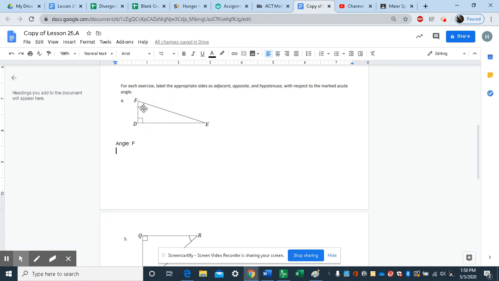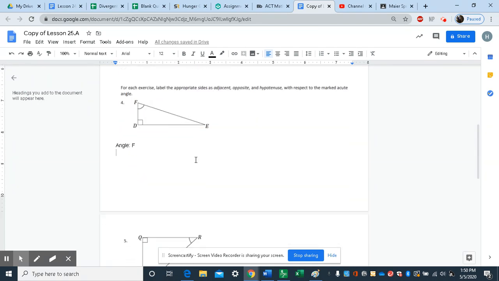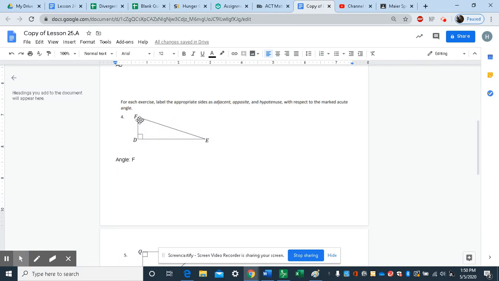Let's start with opposite, since we know how to find that one from up here. The side that's opposite angle F: we have angle F, we go across. So opposite equals DE, because that's the side that's across, that's opposite of the angle.